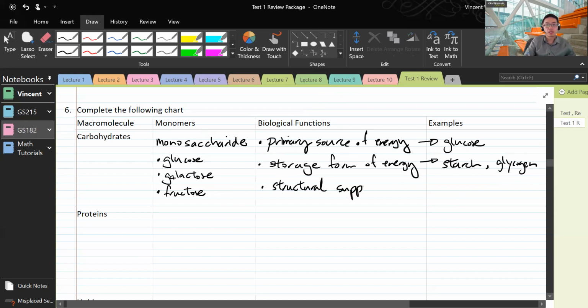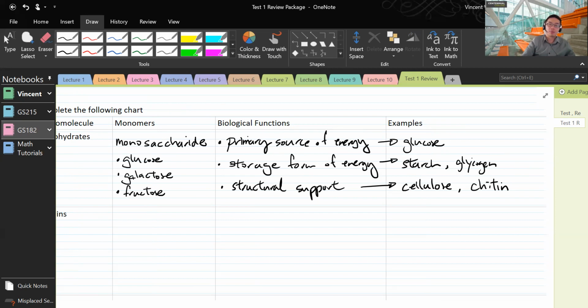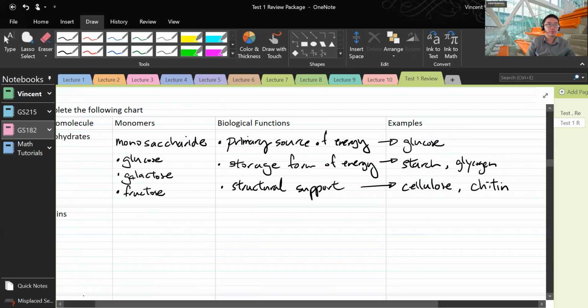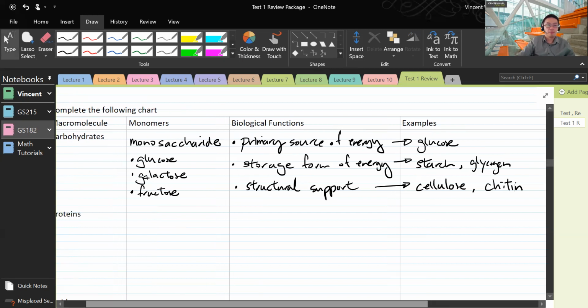Structural support. And an example of that would be cellulose for plants. And the other one that a lot of people kind of overlook is chitin, which is structural support for bugs, their exoskeleton, their hard shells, right? Same as for crustaceans, which is seafood with shells, right? Shrimp, lobster, crabs, all that stuff. Okay. Moving on.